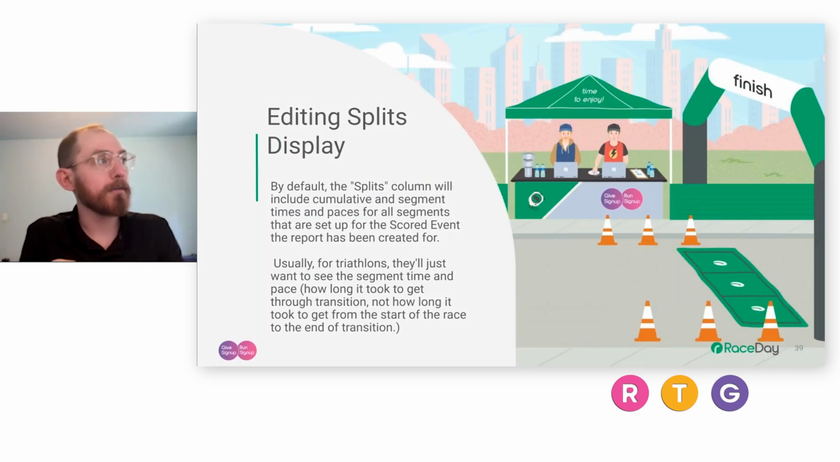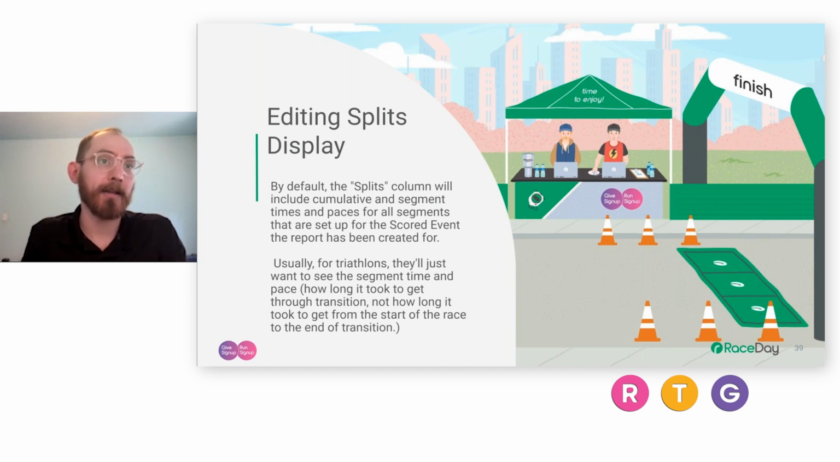Okay, we are speeding through. We've got one more thing to go through today, I think. Talk about editing the splits display. By default, when you save scored events and race day scoring, the system builds a default report for you that has a whole bunch of data in it that you may not want. So for triathlons, I typically suggest a few customizations to the default reports to look a little bit cleaner and be a little bit more readable, especially if you're printing.